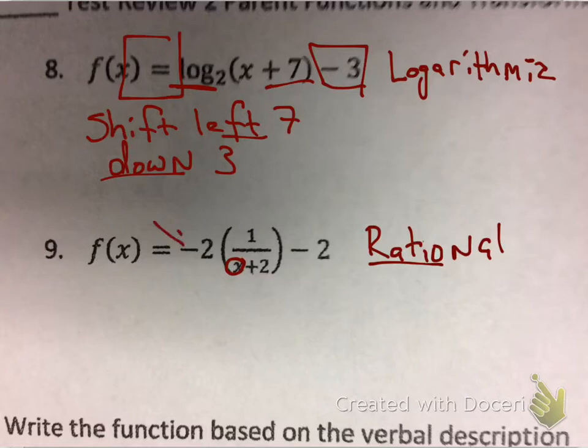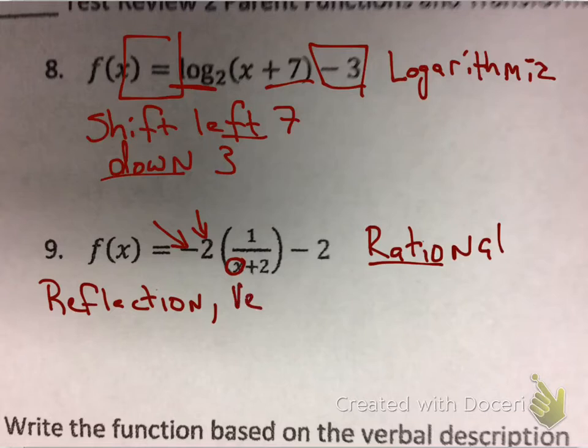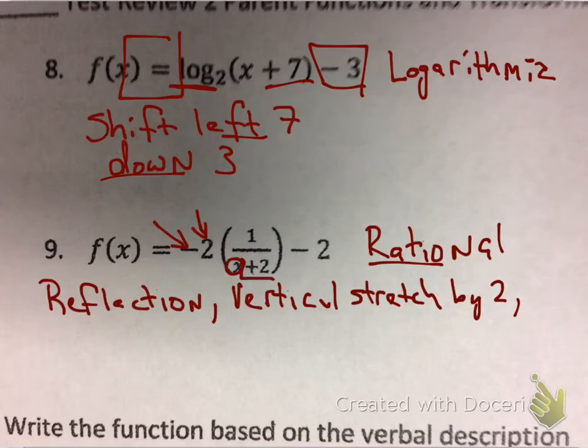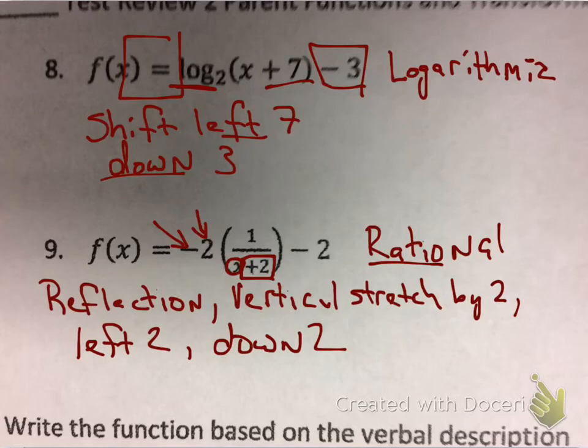Here, because of this negative in the front, I have a reflection. And then because of the 2 here before the parentheses, that gives me a vertical stretch. I'll probably type something like vertical stretch by a factor of 2. Then because of this plus 2, it is in the parentheses, that would mean I'm going to the left 2. And then because of this minus, I'm going down 2.